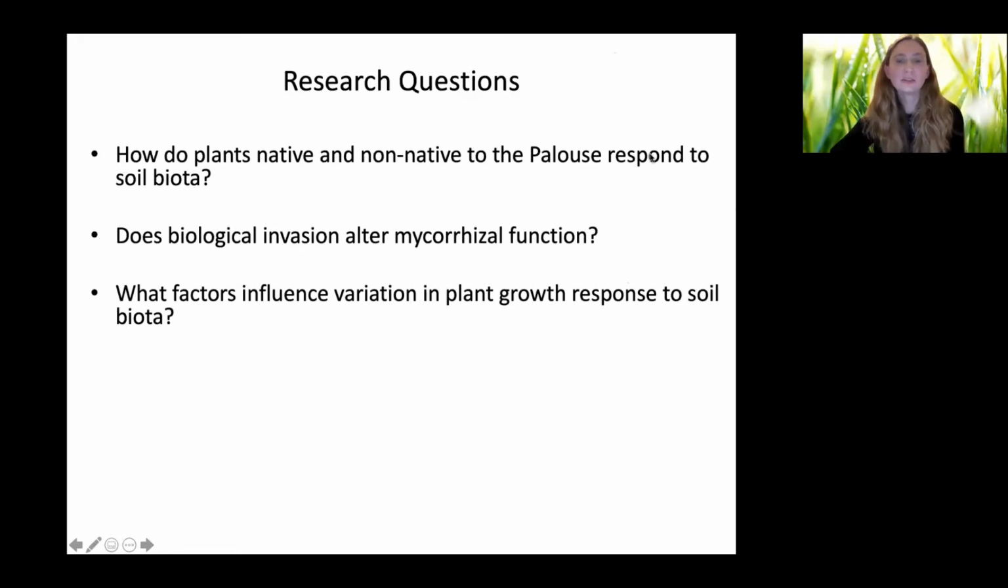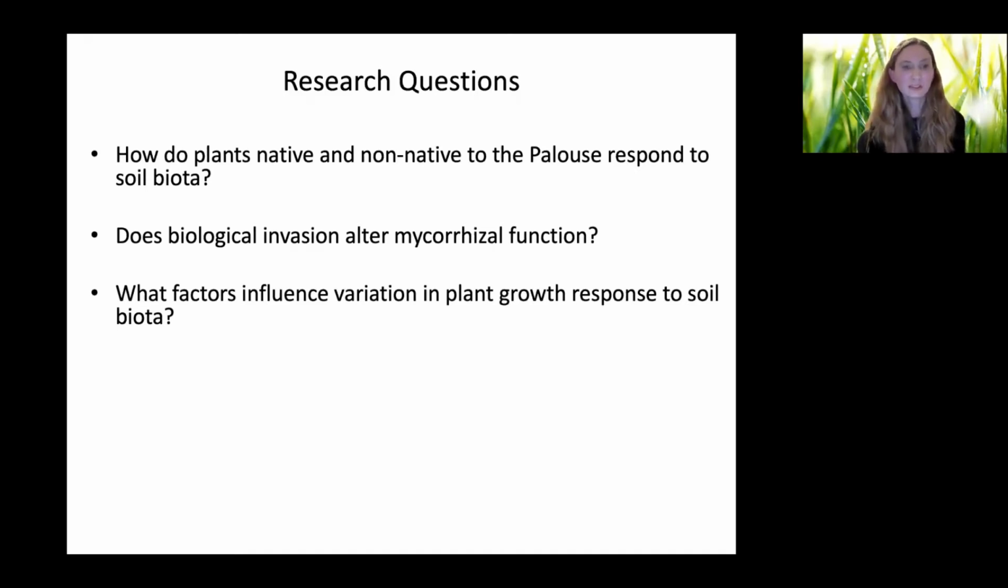So over the past 2 years, we've been performing greenhouse studies where we've been testing how plants that are native and non-native to the Palouse Prairie respond to soil biota. We're also interested in understanding how biological invasions, or even whether biological invasions, alter mycorrhizal function. There have been several studies in the literature that show that invasive species can have a negative impact on mycorrhizal fungi. And the area that I've been working in is heavily invaded by cheatgrass. So we were interested in seeing if the cheatgrass invasion has a negative impact on the local mycorrhizal fungi.